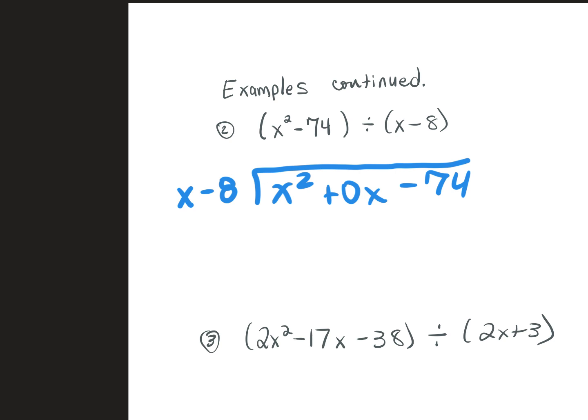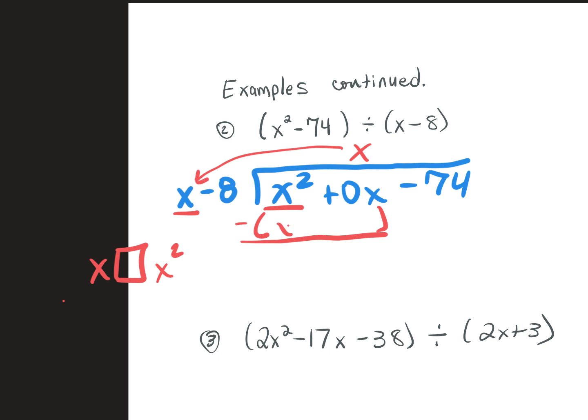And then now we just go through and we say, okay, fine. First term into first term. So x times what gives me x squared? X. I'm going to put it right up here in my x column. Get your subtraction set up before you multiply. And now we can say, okay, x times x gives me x squared. What's x times negative 8? Negative 8x. Perfect. Now again, you guys are going to start to see the repetitiveness.